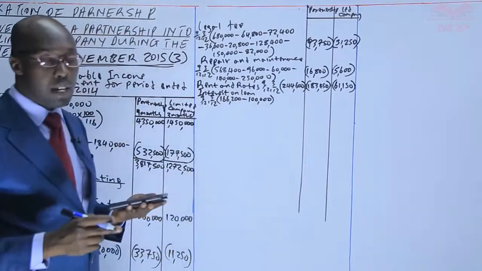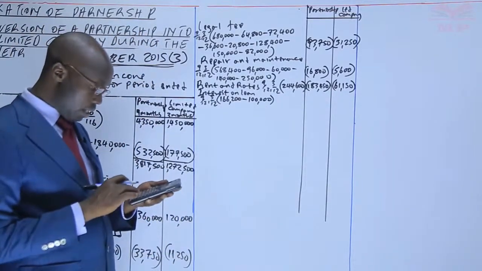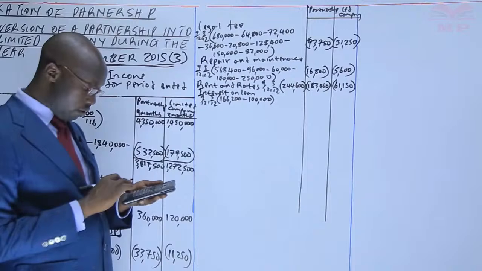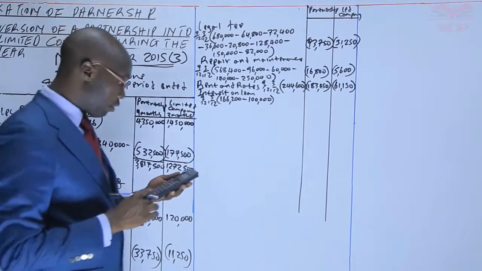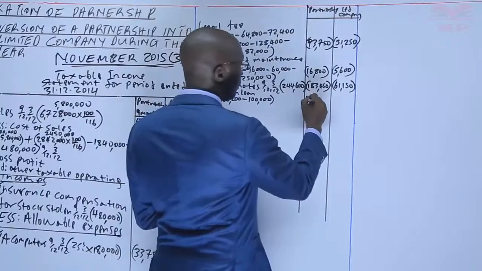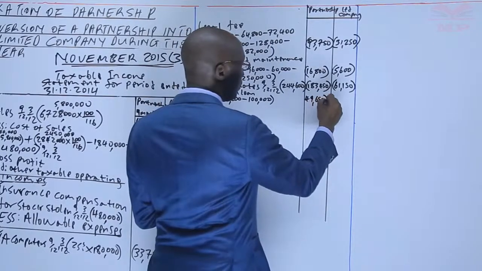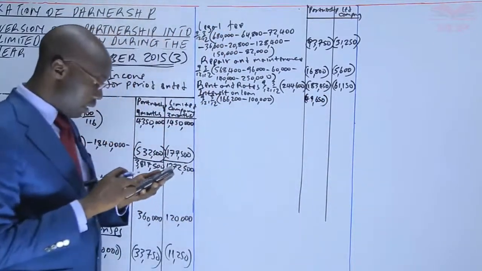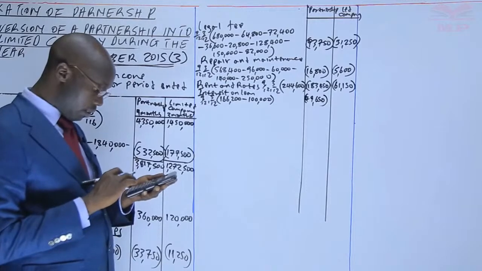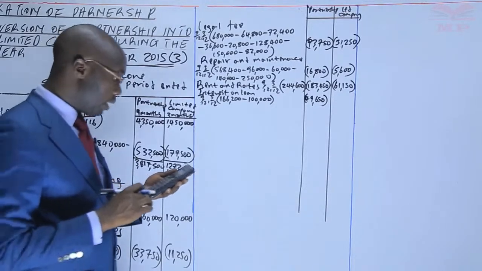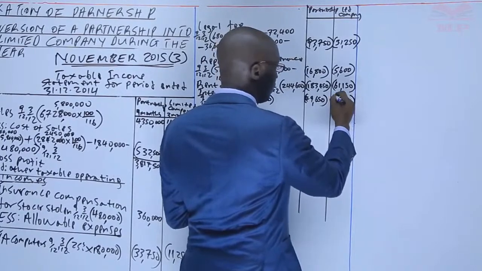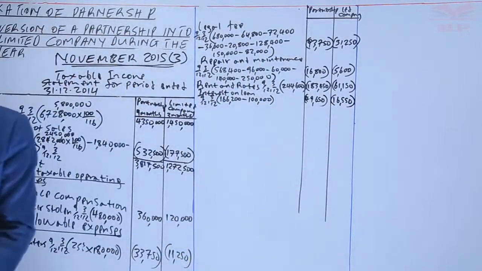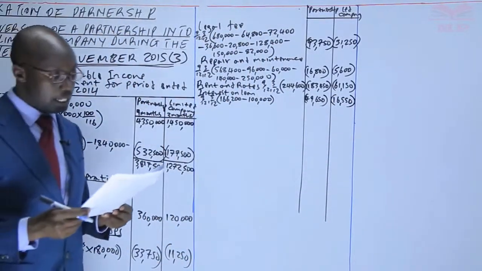That will be 66,200. Then we apportion 9 divided by 12 times 66,200. Gives us 49,650. The other one is the same. 3 over 12 of the same, 16,550. There. Then we continue. We go back to the income statement.